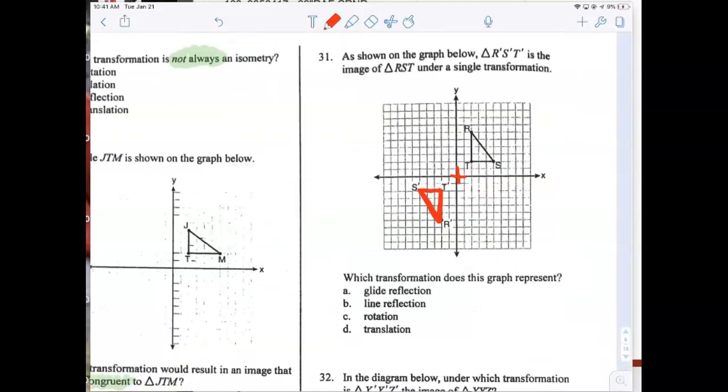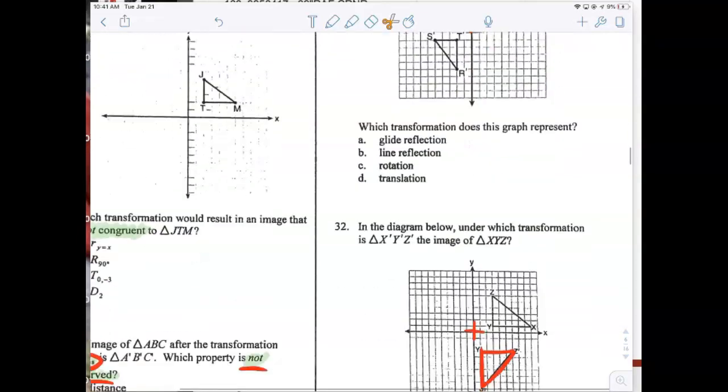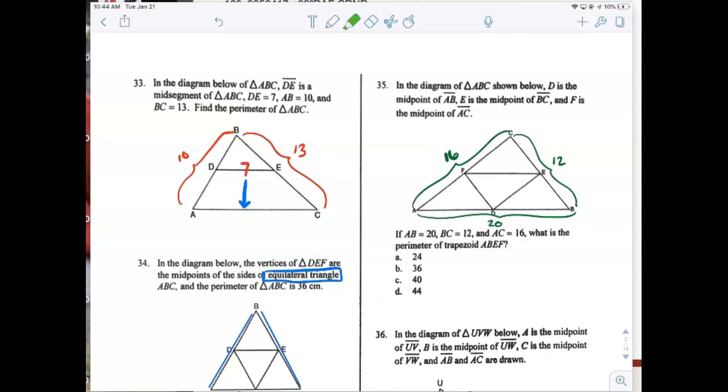Number 31, what's happening here? It looks like it would be a rotation. Number 32, same thing again. It would be a rotation. That's the entire page.